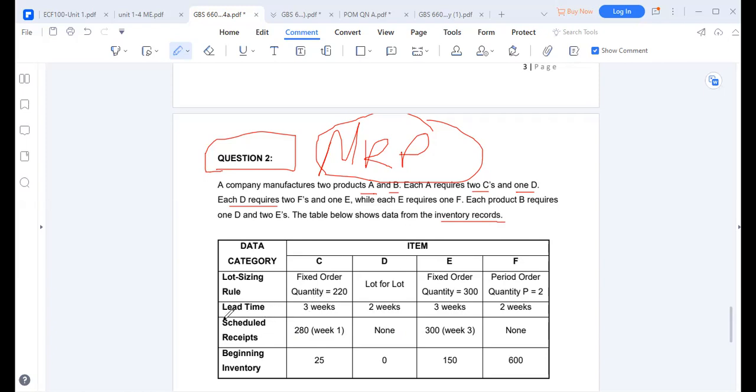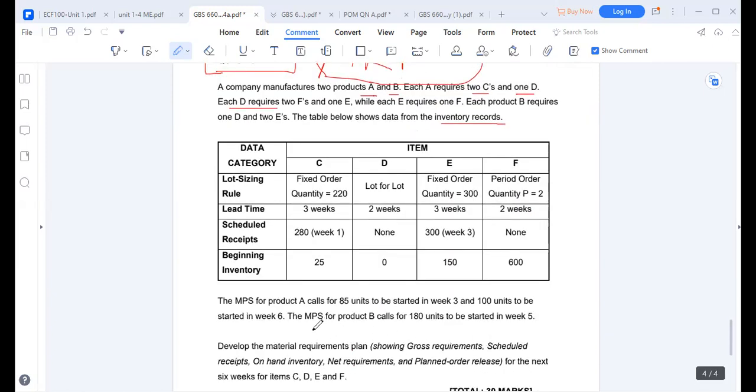Then in scheduled receipts, these are units of the commodity that we receive from our suppliers. And then we have the opening stock, which is the beginning stock that we have for each product: 25 for C, 0 for D, 150 for E, and 600 for F. The MPS for product A calls for 85 units to be started in week 3 and 100 units to be started in week 6.